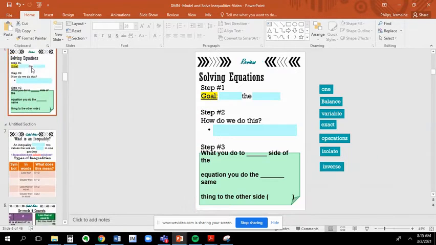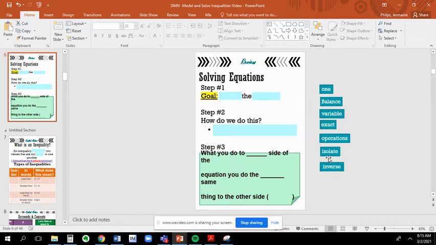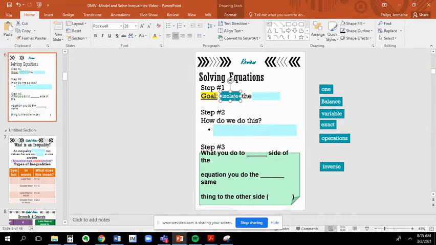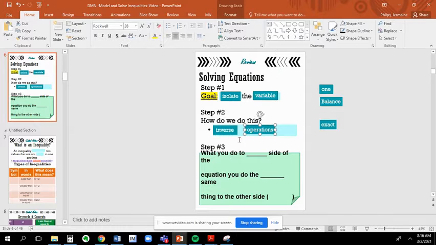More as a review, remember that when we solve equations, our main goal is to isolate the variable. We isolate the variable by doing the inverse operation. Inverse, like we just said, means opposite, okay? And in our last part, what you do to one side, you do to the other side. You do the exact same thing to the other side of the equation. That way you'll keep it balanced.